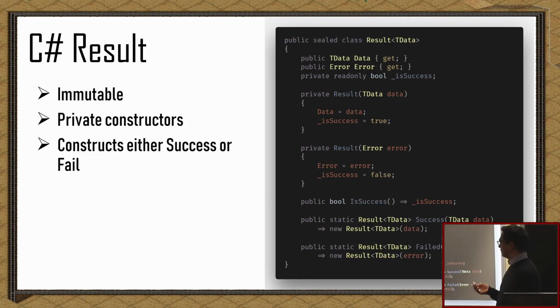Private constructors, static methods right here. So we're creating it from each one. Storing the data that we've got, and we're storing an error. And then whether or not it is successful or not. So we're saying, if it's successful, I want to create a success, I want to create a failure.